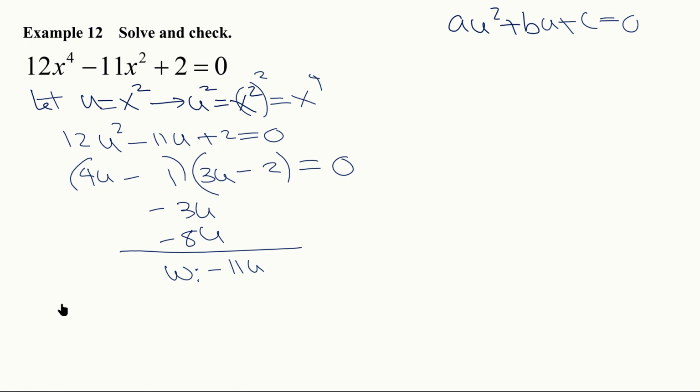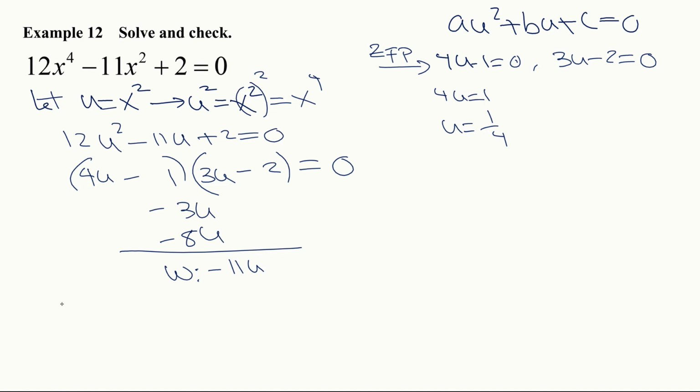So again, we're going to say by the zero factor property, either 4u minus 1 equals 0 or 3u minus 2 equals 0. So 4u is equal to 1, or u equals 1/4, and 3u equals 2, or u equals 2/3. Now, do not stop because you're not finished. These are u values. We need x values.